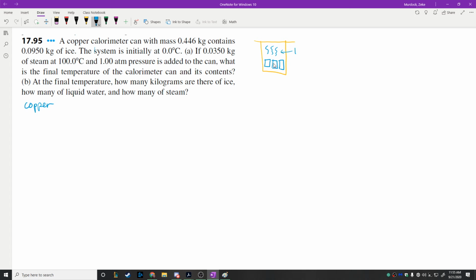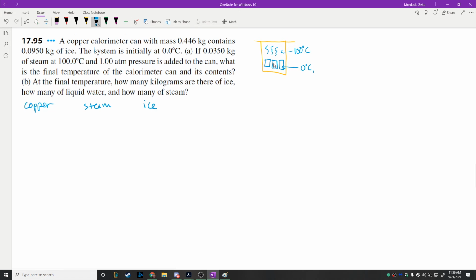So the steam is at 100 degrees Celsius. You're saying it's a can, so it's closed? Yeah, fair enough. It has to be closed, right? That'd be kind of silly. This is 0 degrees Celsius. It has the mass of... So there's copper, there's steam, and there's ice.